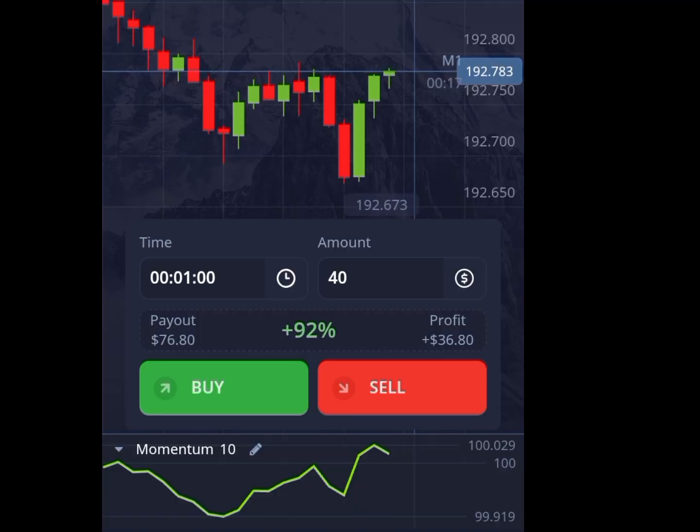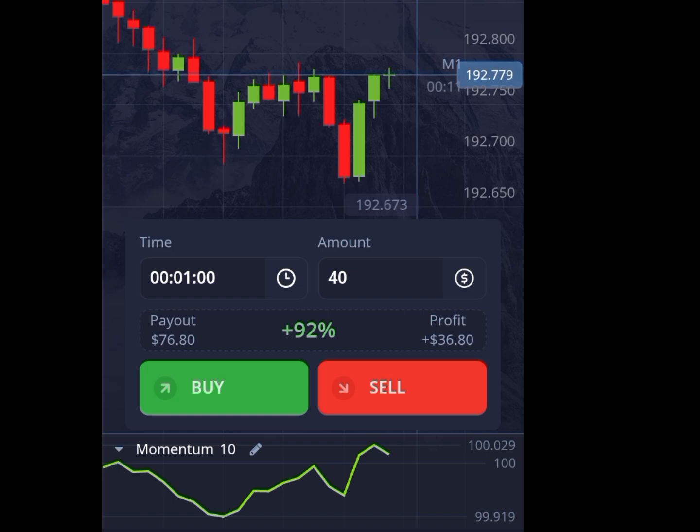Looking at this chart, we can see that the overall price action is in an uptrend while the momentum indicator is heading downwards, signaling a divergence. This tells us that the price is about to reverse and start heading down. So all we have to do is to look out for sell trades.